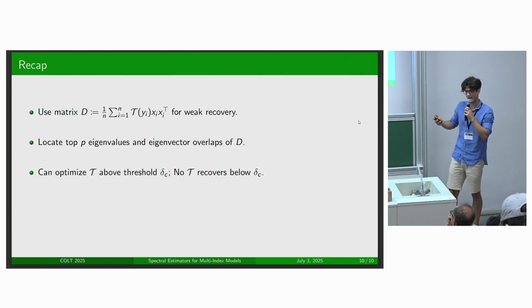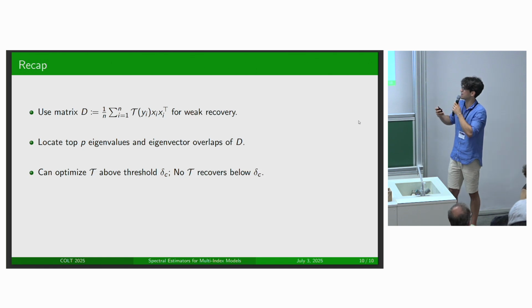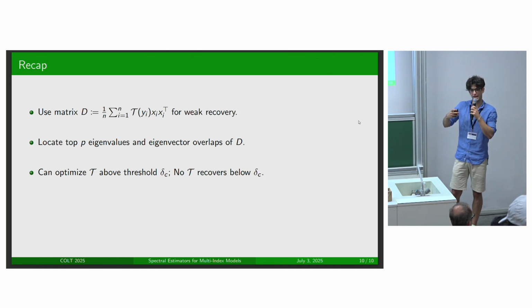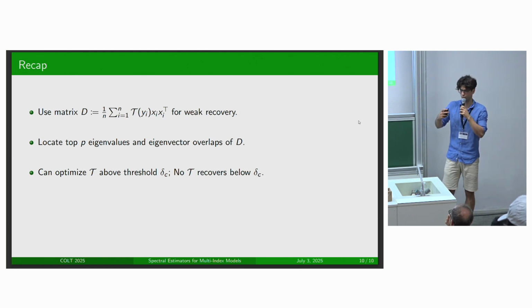Lastly, to recap, we use this spectral matrix, we locate its top eigenvalues and eigenvectors, and then in the end, we optimize the preprocessing function in order to recover the matrix W star above the threshold. Below the threshold, we prove that no recovery is possible.